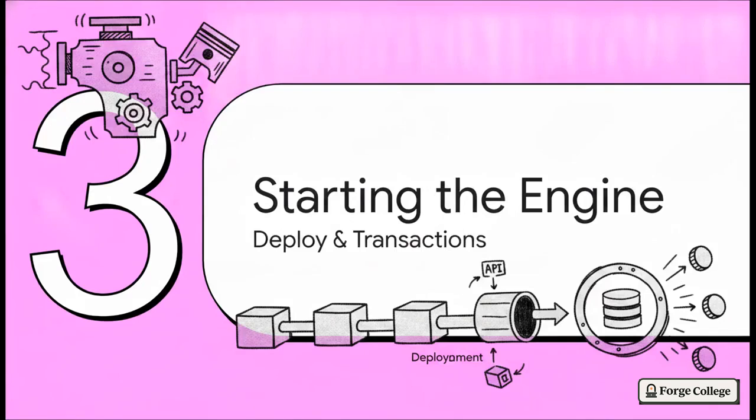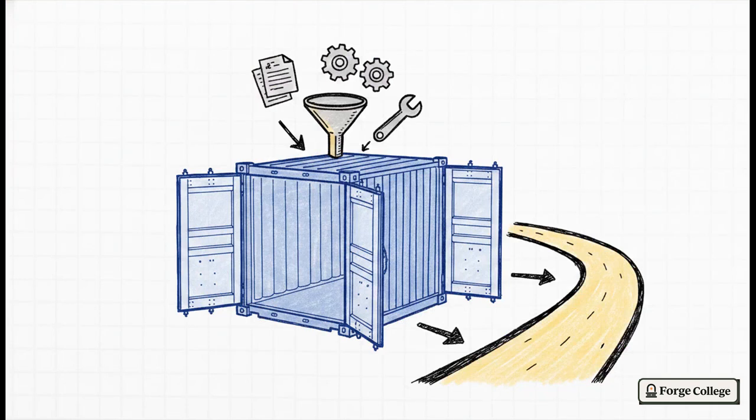Okay, Section 3, starting the engine. We've got our parts, so let's get into deployment and transactions. To actually get our API out onto the test track, we need to package it up perfectly. And we do this by running a really simple command, docker build -t capstone-api:latest . This command reads our Dockerfile and creates a fully reproducible container image. It bundles our Node.js code, all of our dependencies, and our runtime environment into one standardized box. It essentially guarantees that the engine we built in the factory is going to run exactly the same way when we finally drop it onto the testnet.